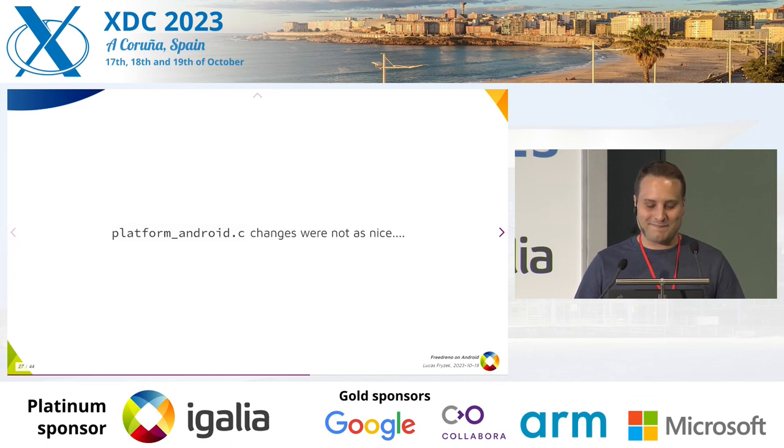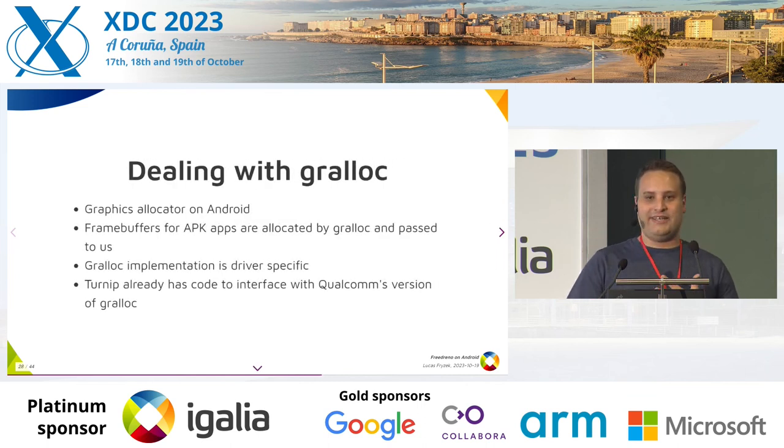So on Android, you have this nice graphics allocator called Gralloc, which is used to allocate what it sounds like, graphics memory. In our case, all the frame buffers for Android apps and for system UI and stuff like that are allocated in Gralloc and then passed to us, the driver, and then we do our rendering to them. An interesting thing about Gralloc is that it's implementation specific, but another thing about it is because Turnip runs on Android, they already have code to interface with it, so I wasn't starting from scratch again.